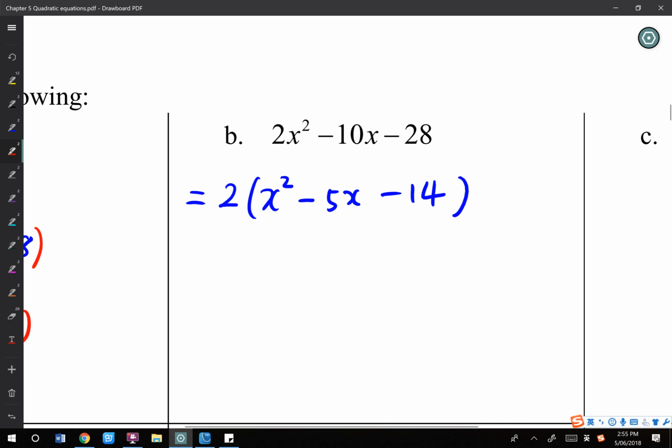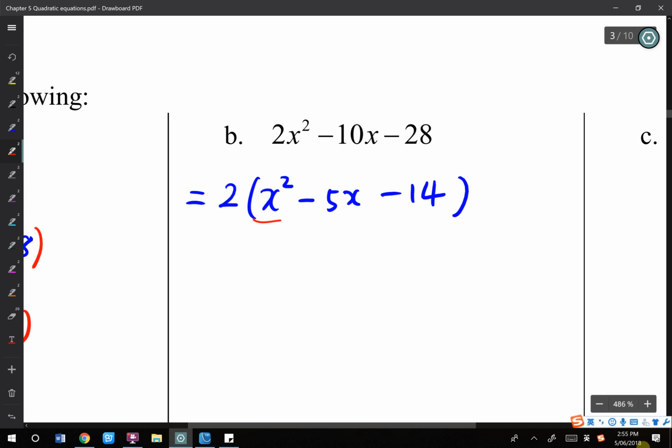For B, you have 2x squared. I want the x squared. So what I can do is, you always think about, do we have common factors? And yes, the answer is yes, I have a common factor, which is a 2. So I will take the 2 out.